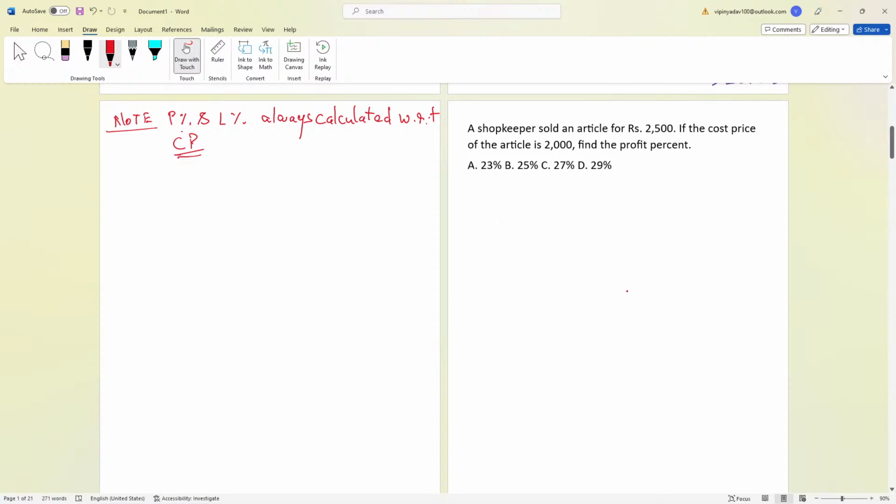Is it the only part we have in this profit and loss? No. We have a lot of parts as well. So let us now start the other part, that is the marked price over here. So what is this marked price?